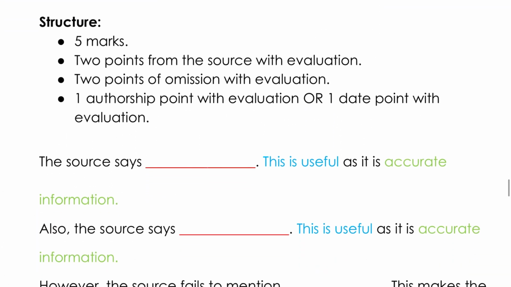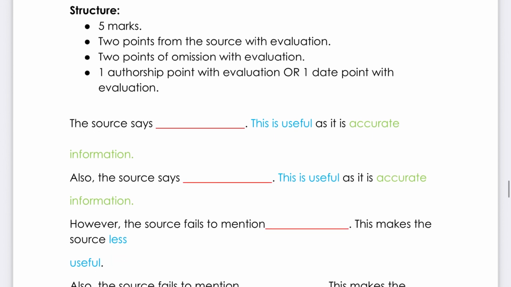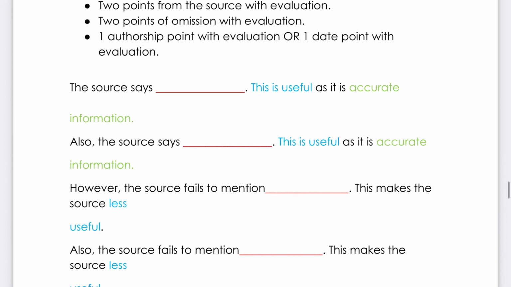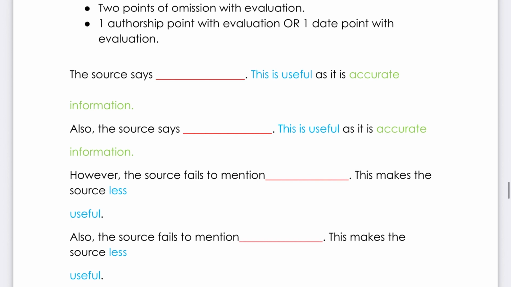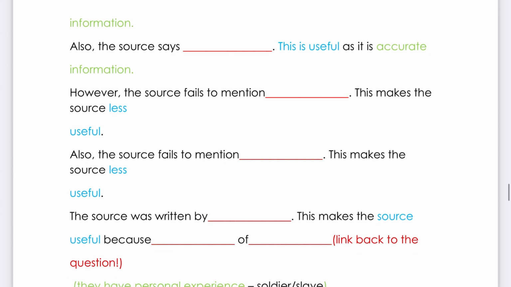Let's have a wee look at the evaluate the usefulness. So, evaluate the usefulness is out of 5 marks. You've got 2 points from the source, 2 omission points, and then 1 author or date. Now, my top tip for this one would be, if you're really struggling with your omission, I would go 2 source points, 1 omission, 1 date, and author.